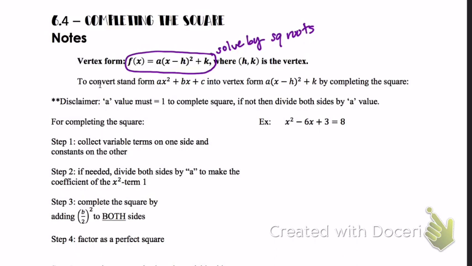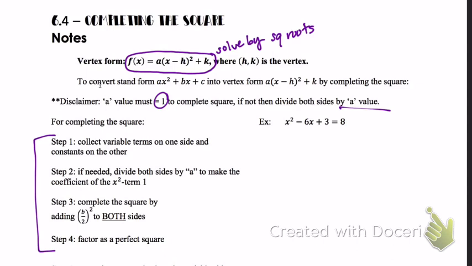The a value must be equal to 1 to complete the square. If not, then you must divide both sides by the a value. So we're going to see a few examples in which you have an a value that is not 1, and then you're going to have to divide everything by that a value. So for completing the square, I have some steps right here. These are the steps that you'll abide by.